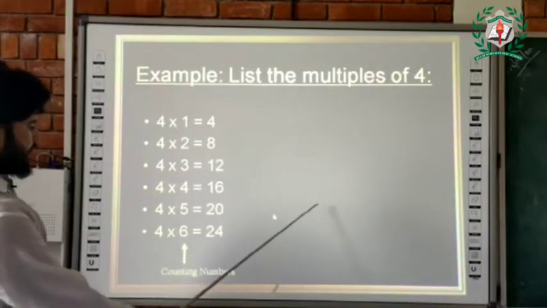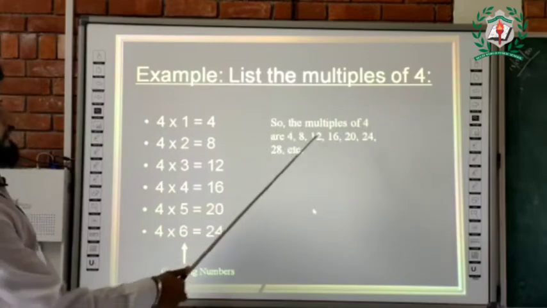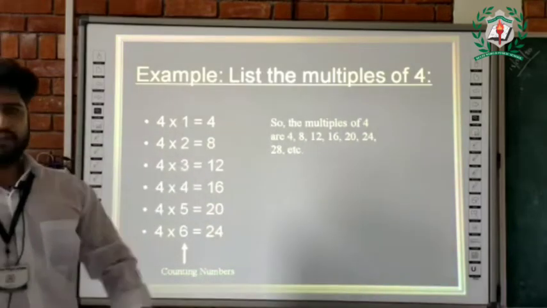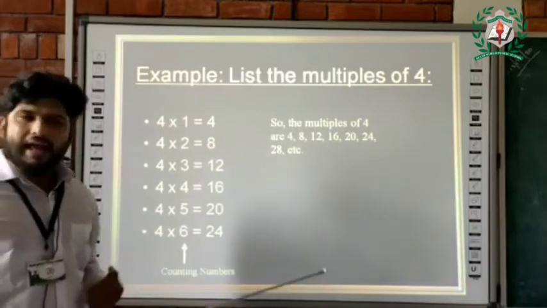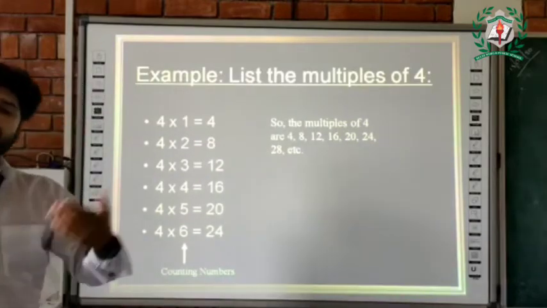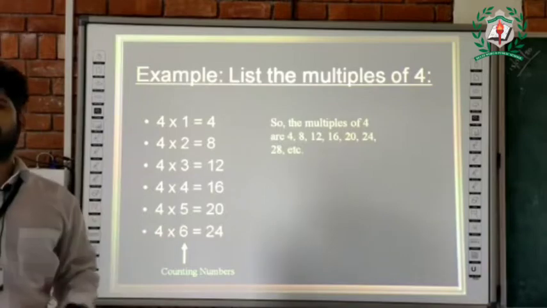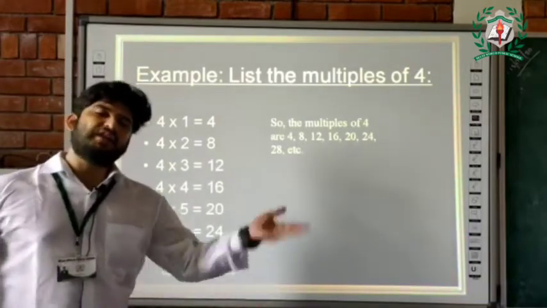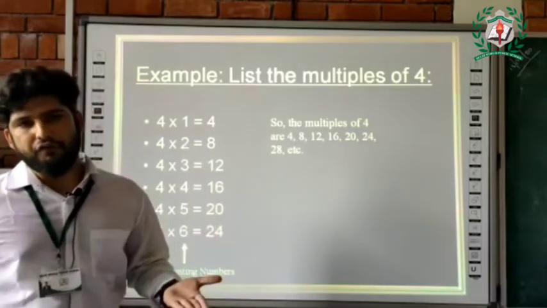See, counting numbers. So the multiples of 4 are 4, 8, 12, 16, 20, 24, etc. It is continuous; there is no limit. That's why we wrote extra. But in the questions in the books, limits are given, that you have to find 5 multiples, 8 multiples, 12 multiples. Just read out the table of that number and you will find the answers.